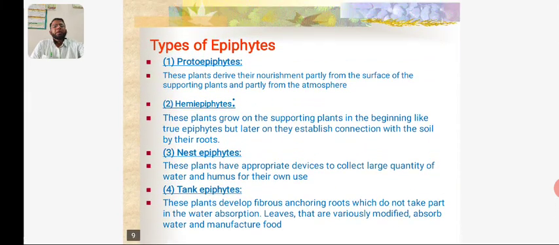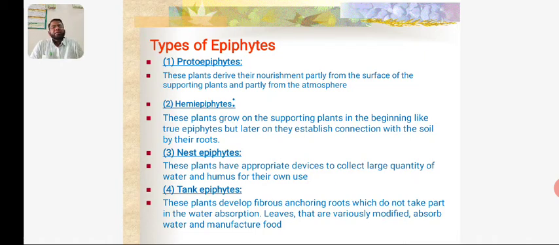Then see here the types of epiphytes. These are four types. Number one, protoepiphytes. These plants derive their nourishment partly from the surface of the supporting plants and partly from the atmosphere, so they are called protoepiphytes. Then hemiepiphytes. These plants grow on the supporting plants in the beginning like true epiphytes, but later on they establish connection with the soil by their roots.